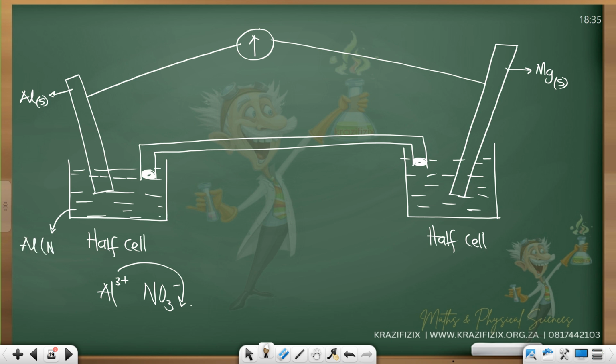Al(NO3)3. Okay. Here, check this. Magnesium is 2 plus. Nitrate is what? So these 2 would come there. And what are we going to have here? Mg(NO3)2. Those are my electrolytes. This is the electrode, and this is the electrolyte.